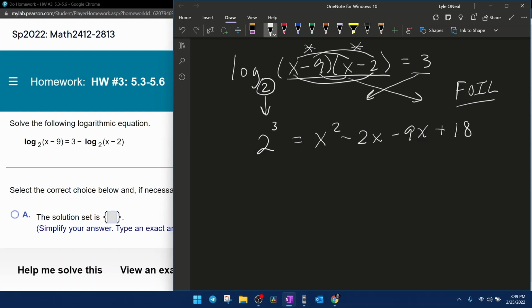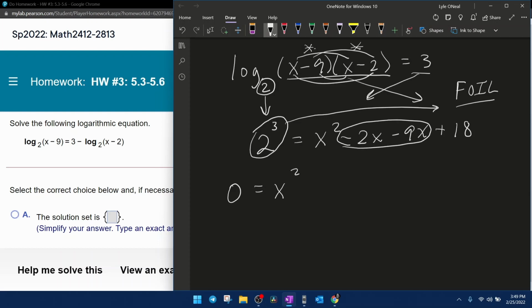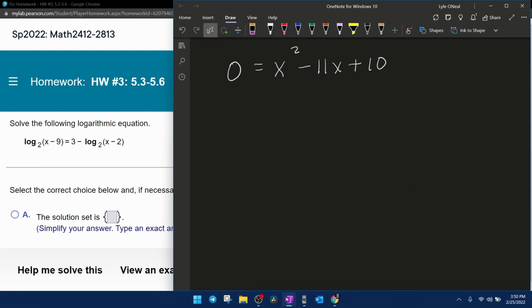Notice that our logarithmic equation has now become a quadratic. So remember, to solve a quadratic, you have to set it equal to 0. So we're going to bring the 2 to the third over, setting that equal to 0, and we're going to combine like terms. Negative 2x and negative 9x, that gives me negative 11x. 2 to the third is 8. On the other side, it'll become minus 8. 18 minus 8 gives me a 10. And now we have our quadratic in standard form.